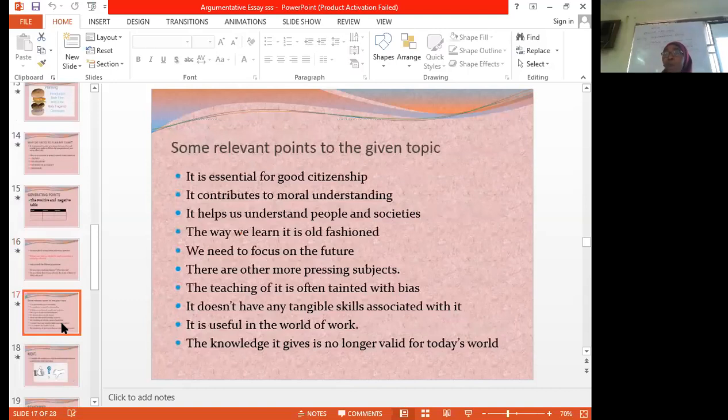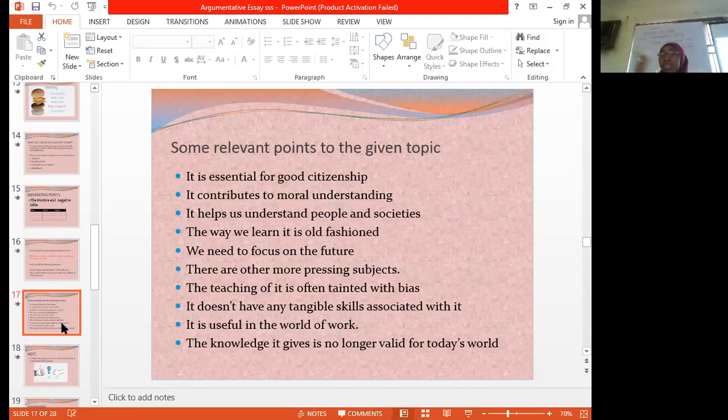Now, I have all those points based on the topic I've been given. History as a subject should be made compulsory in secondary school. Look at this point. Point number 1 says, it is essential for good citizenship. The study of history will help you when you are out there because you've already studied history as a subject. If you have to argue a point, you can argue based on what you've been taught.